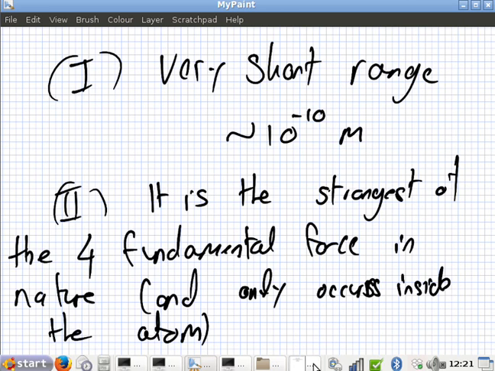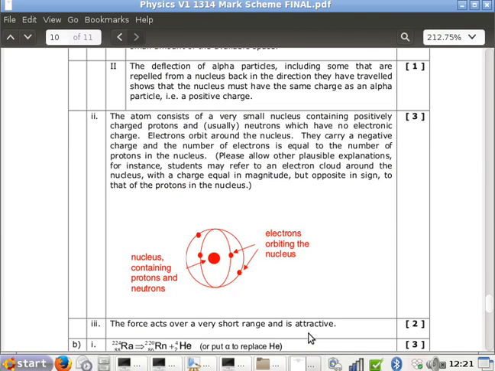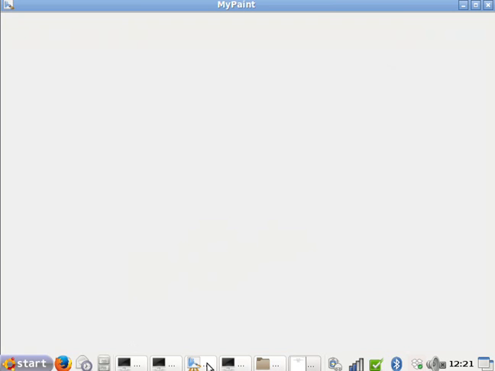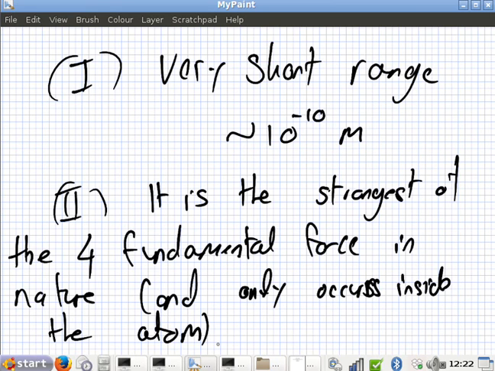Now, I'm curious what they wanted in the marking scheme, so let's have a look and see how we did. That's what I said. It's a very short range and it is attractive, meaning it holds stuff together. Great.